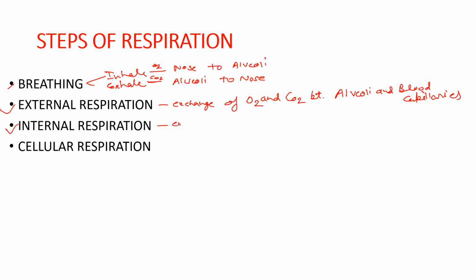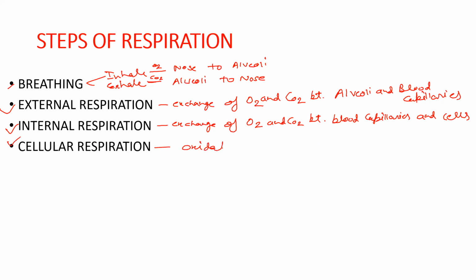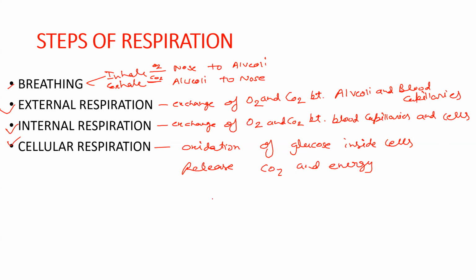Now internal respiration. Internal respiration means exchange of O2 and CO2 between blood capillaries and cells. Now the fourth is cellular respiration. It is oxidation of glucose inside cells, which releases what? CO2 and energy. So these are the 4 steps of respiration. Understood? So the topic is done.